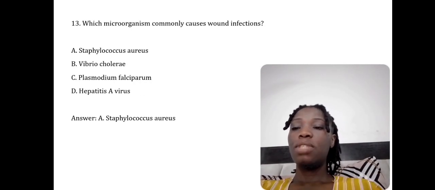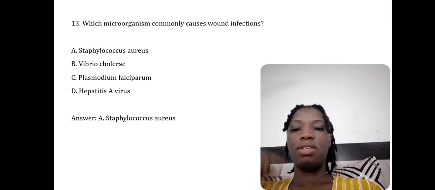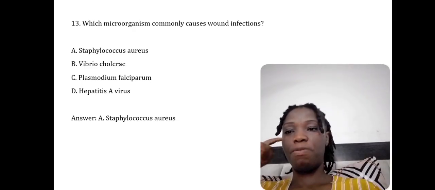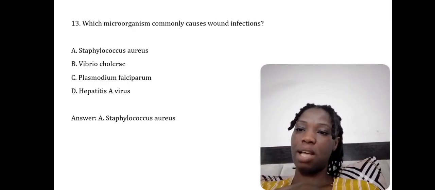Number 13. Which microorganism commonly causes wound infection? Streptococcus aureus. I told you Streptococcus aureus before, that it causes abscess, it causes boil, and etc. So Streptococcus is the answer.